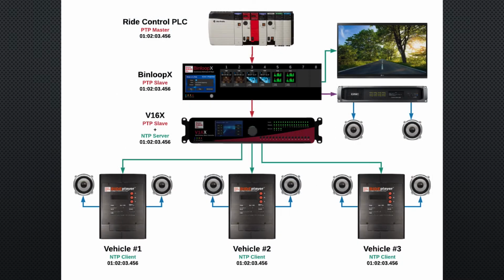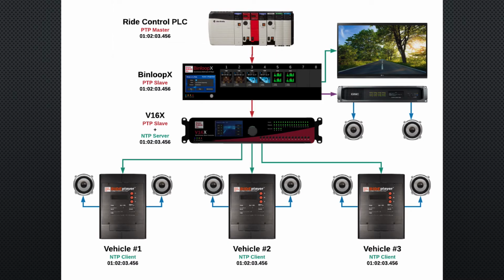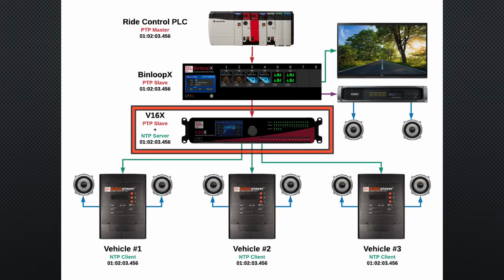Alright, enough theory. How do we actually set this up and make it work? I'm going to explain using the architecture that we recommend for most ride-based attractions. First, we recommend that the ride control system serve as the grand master for clock distribution using PTP. Chances are that it is already behaving this way anyway to keep the entire ride system in sync. So this is really just a matter of having our show control devices lock on to that same PTP master clock.